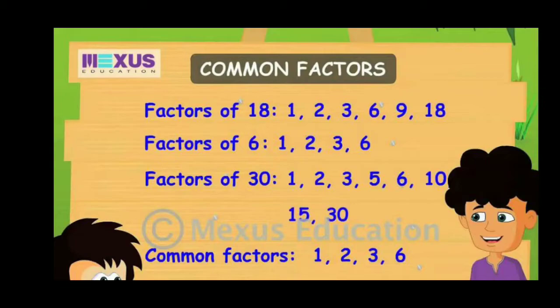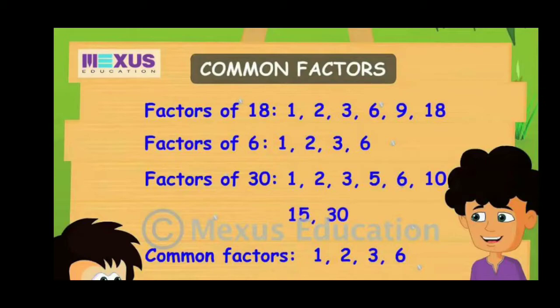Similarly, what are the factors of 6? 1 into 6, 2 into 3. So, if you are writing in a row, how can you write it? 1, comma 2, comma 3, comma 6. Similarly, factors of 30: 1, 2, 3, 5, 6, 10, 15, 30.